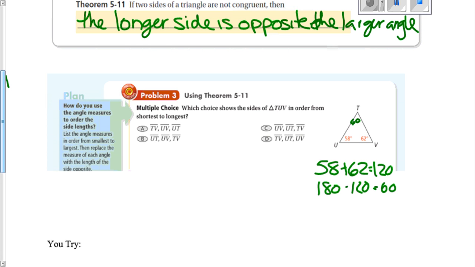It's asking me to go shortest to longest, so I'm going to find the shortest first. The shortest side is across from the smallest angle. Looking at my angle measures, 58, 60, 62, 58 is the smallest angle. If I were to trace that angle, the side that's not colored in is the side opposite it. So that means that TV is going to be the shortest.